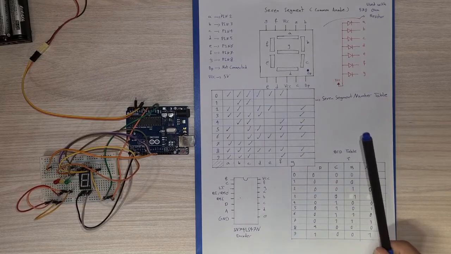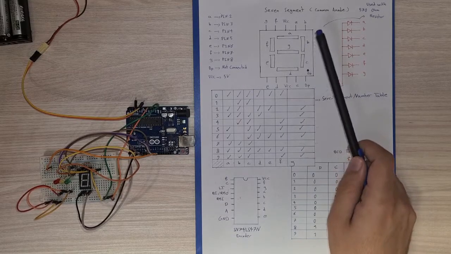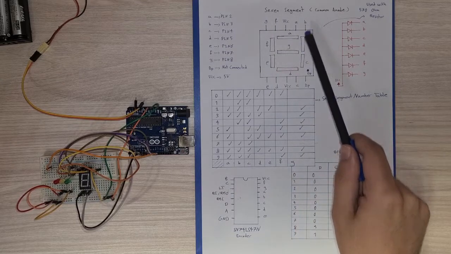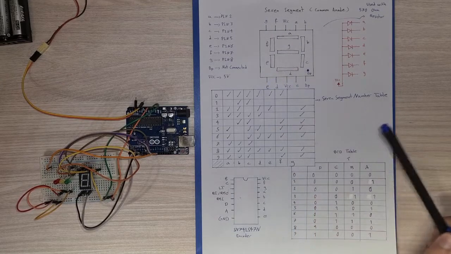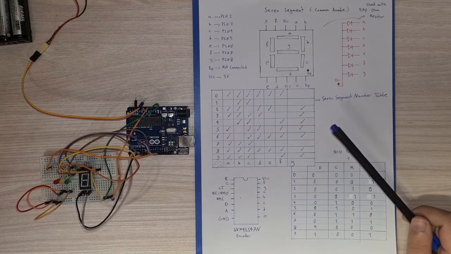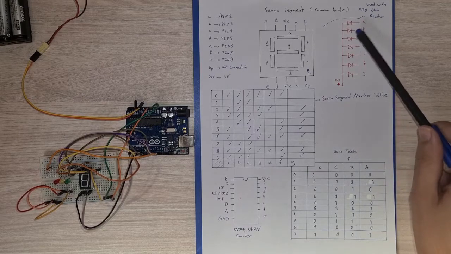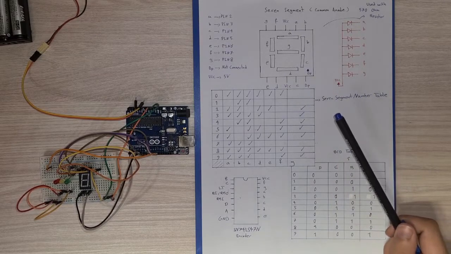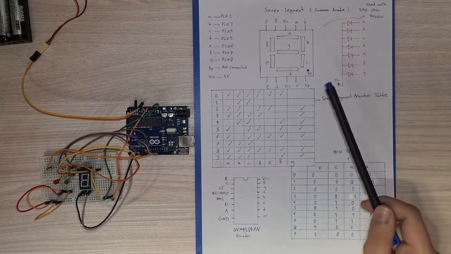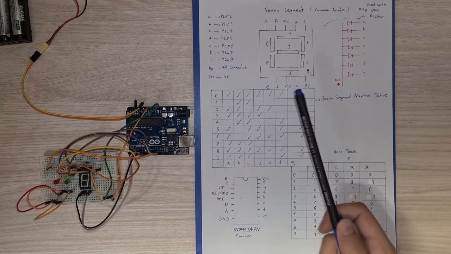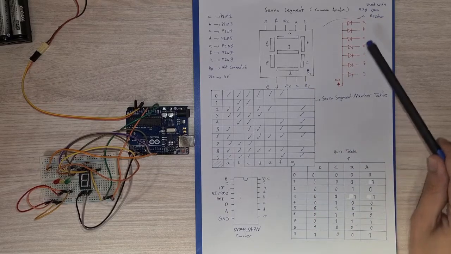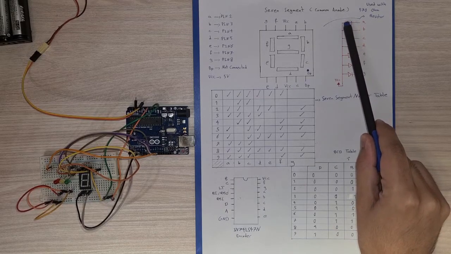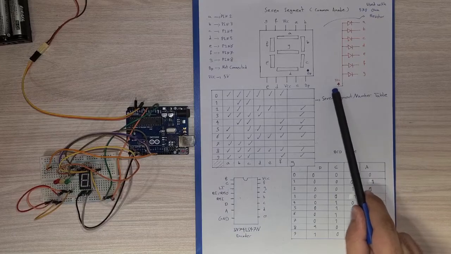And what are the other pins? As I said, A, B, C, D, E, F, G. These 7 pins are for showing numbers and are for the LEDs. And we have 2 VCC here. Why? Because, as I said, this component is common anode. So in this schematic, as you see, the anodes of each LED are connected together to VCC.